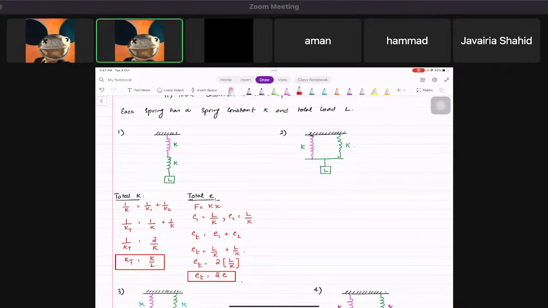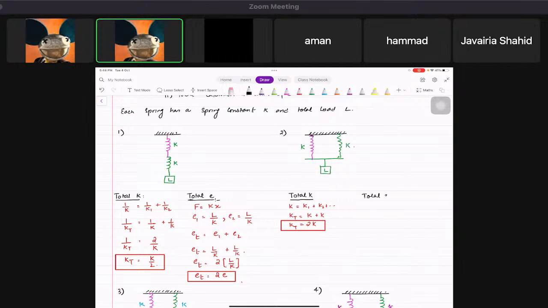Similarly, there's another way, the other one, where we can find total K. Because this is a parallel system, in a parallel system we already know that K is equal to K1 plus K2 and so on. So in this one, the K total will be equal to K plus K, which is just 2K. So that's our answer here. And now we would like to find the total extension.